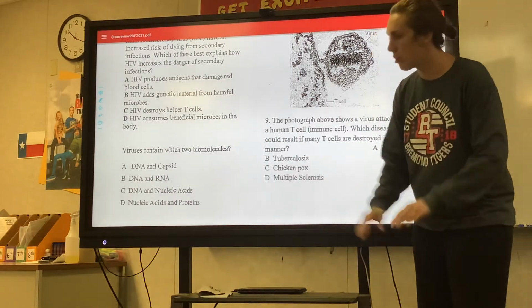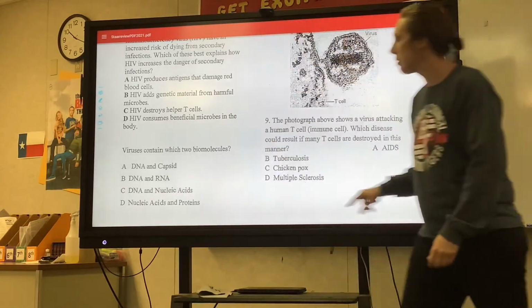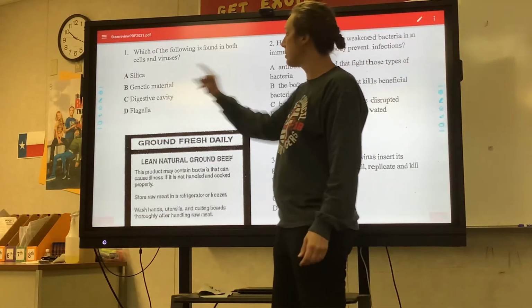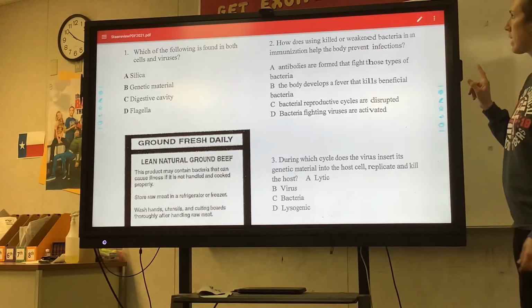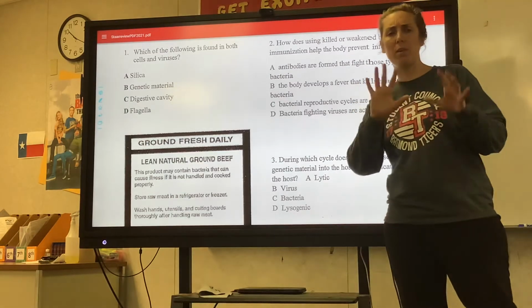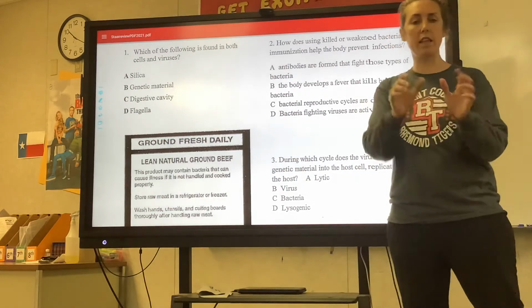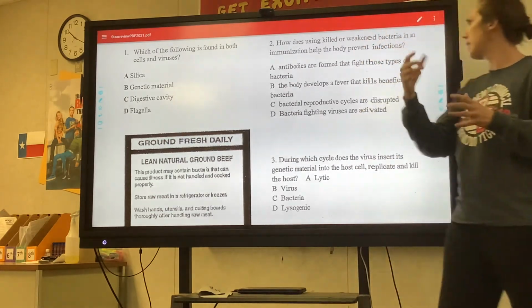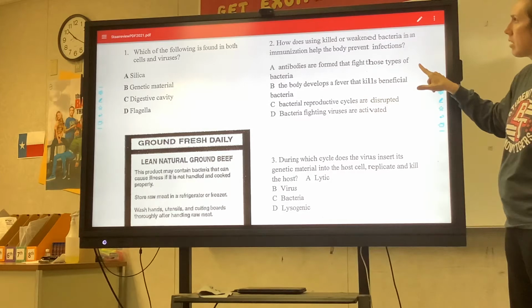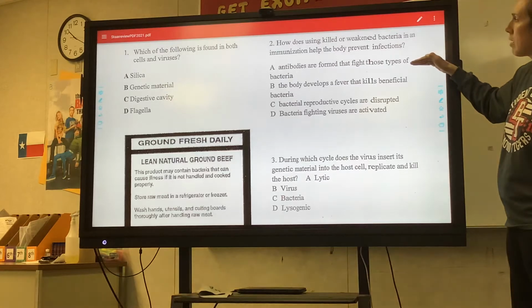Viruses contain which 2 biomolecules? Protein capsid, nucleic acid. Nucleic acid and protein, D. Which of the following is both found in cells and viruses? They both have genetic material. How does using killed or weakened bacteria in an immunization help the body to prevent infections? So whenever you use killed or weakened bacteria, it kind of shows them a picture, like you look for this, and you start developing antibodies. Antibodies are formed that fight those bacteria. A, good. Wait, what was number 1 on the map? B, genetic material, they both have. Okay, so they'll develop antibodies.